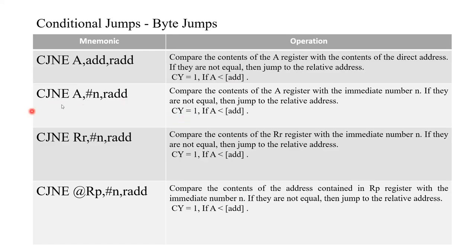The condition is checking for the equality of the contents of the accumulator and the address, whether the contents are equal or not. This is the content of the accumulator and the immediate number. Similarly, here we have compare jump not equal Rn comma hash n. This is how the conditional jump works.